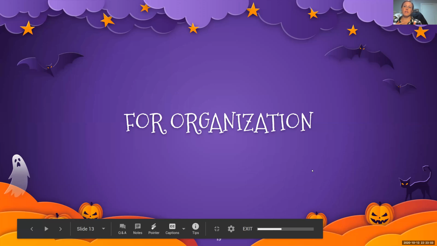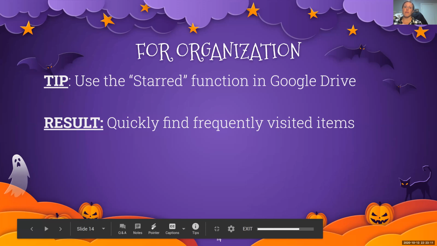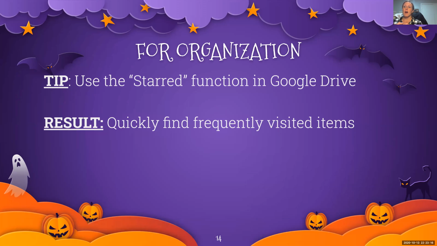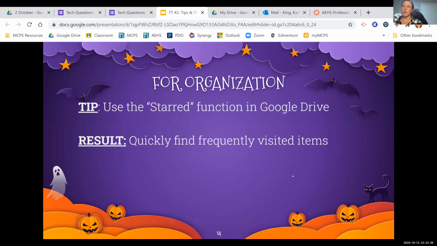This portion of tips and tricks is focused around organization. And the first tip is to use the starred function in Google Drive. If you have files that you frequently visit and you need to find them really quickly, then the starred function is the best way to do that. And you can do this for docs, sheets, slides, whatever you need.